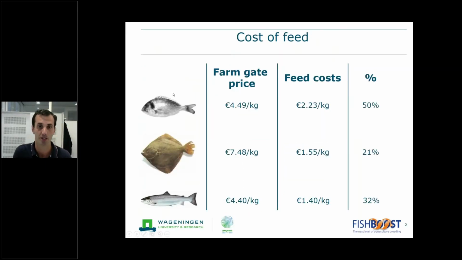And as mentioned by Antti already, feed costs are a large proportion of the cost in production, and we see differences in species, and that's the reason why we want to improve feed conversion ratio. For sea bream, the feed costs are about 50% of the farm gate price. For turbot, it's only 20%, and for salmon, it's about 1/3 of the farm gate price. And part of these differences among species are explained by differences in feed conversion ratio. So this already indicates that there might be differences in the economic importance of genetic improvement of feed conversion ratio among species.